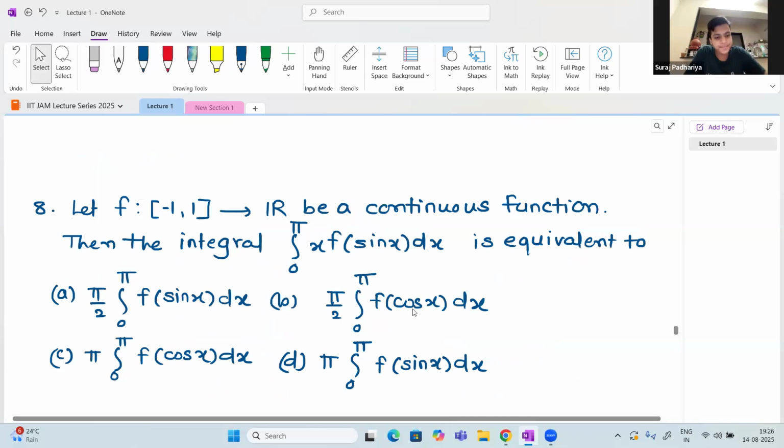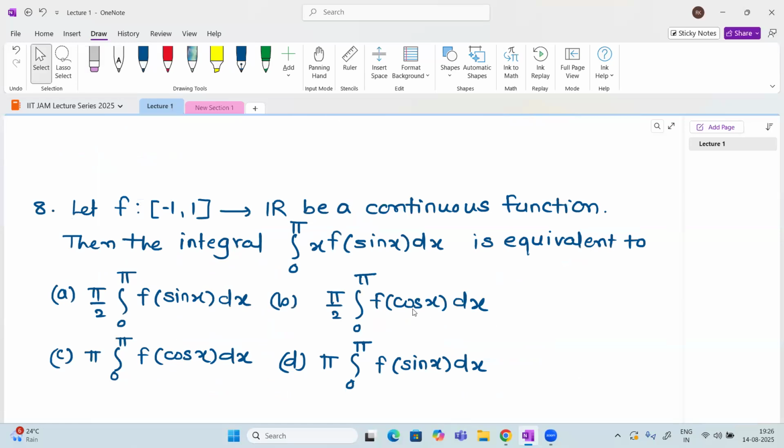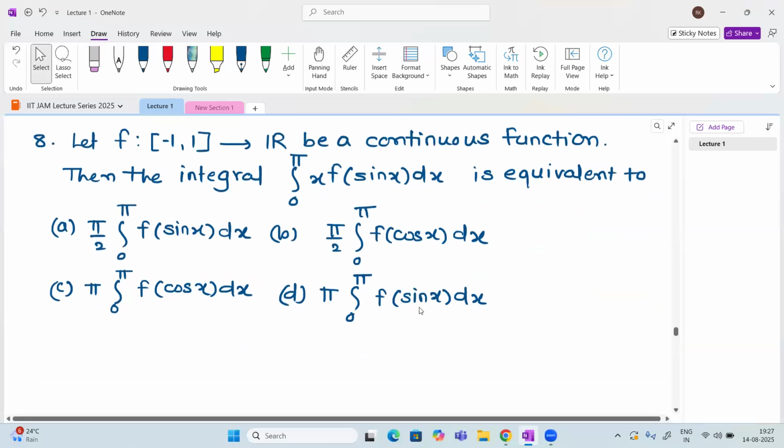Yes, sir. Okay, so this is our next target, this problem we have, and we have to find which option is the correct one. So f is a continuous function defined on the closed interval -1 to 1, and they have given the integral from 0 to pi of x f of sine x dx, and they have asked which one it is equivalent to. So what do you think?